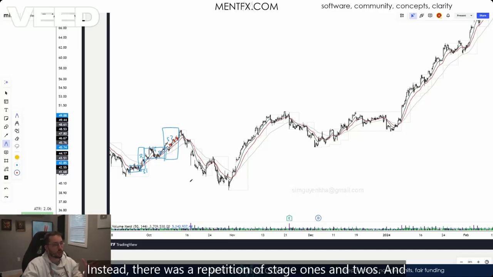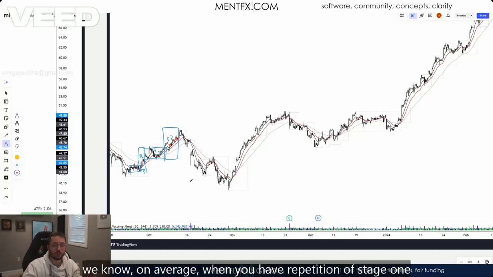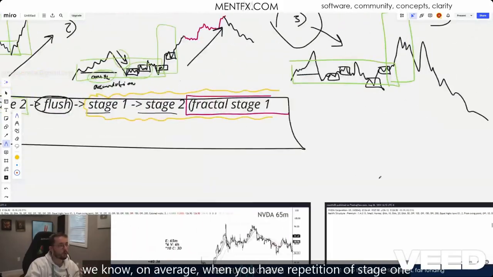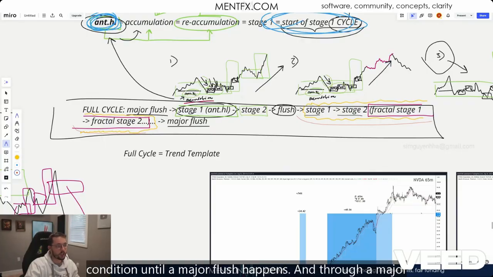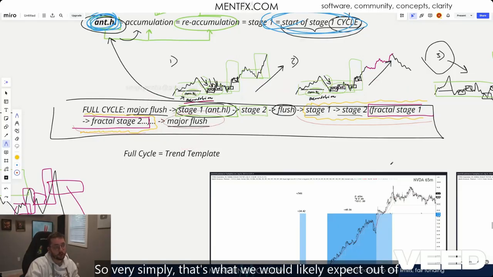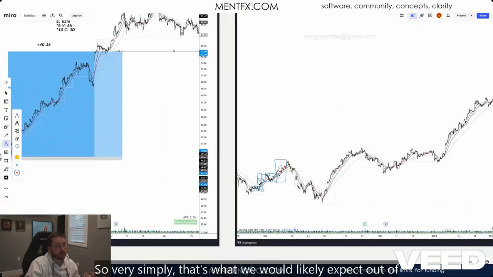So this is generally what the market started at. This is where we just started. There was a repetition of stage ones and twos. And we know, on average, when you have repetition of stage one and two, that might be an underlying overall market condition until a major flush happens. And through a major flush comes the potential reset of a potential full cycle. So very simply, that's what we would likely expect out of this move.